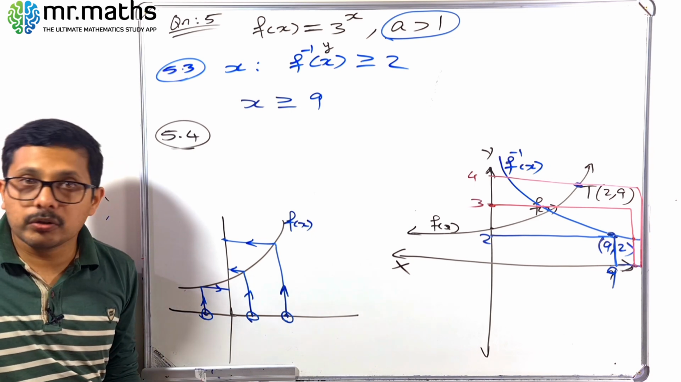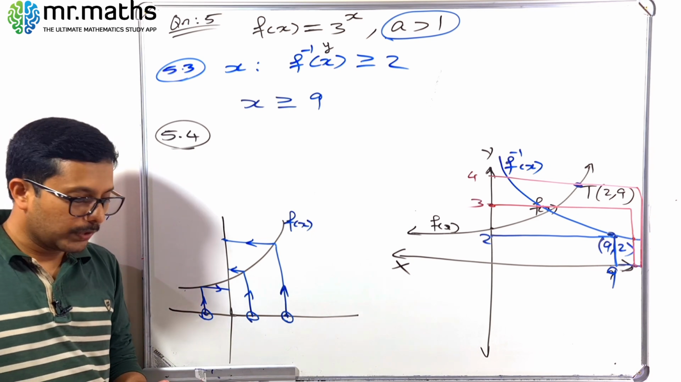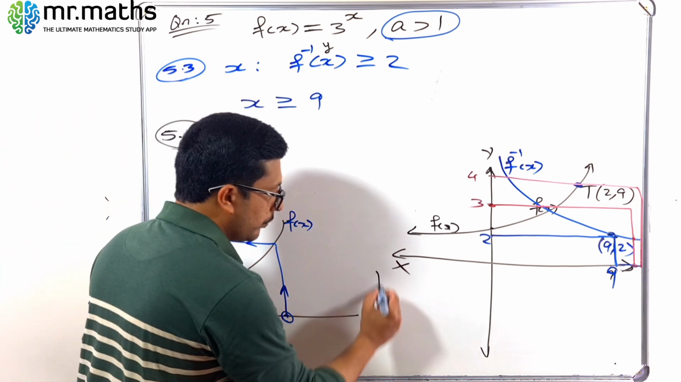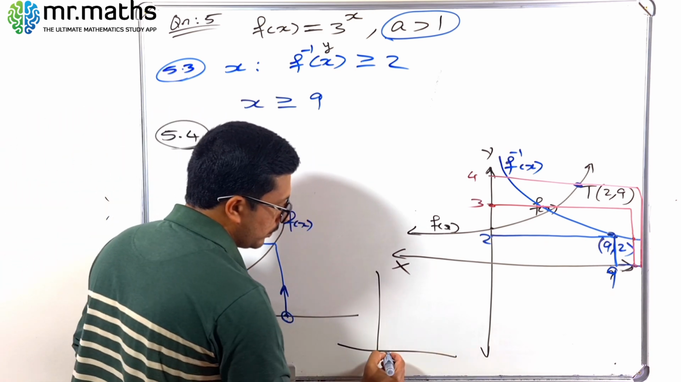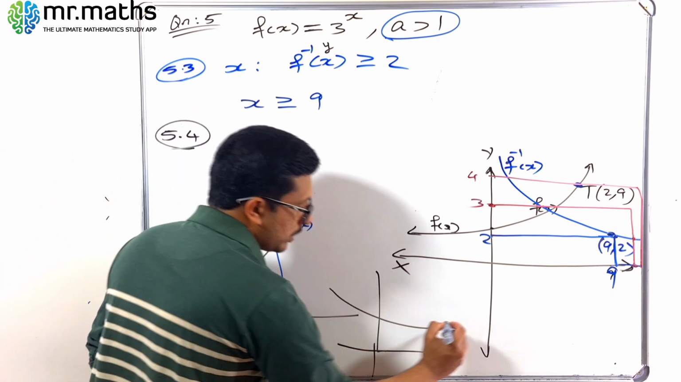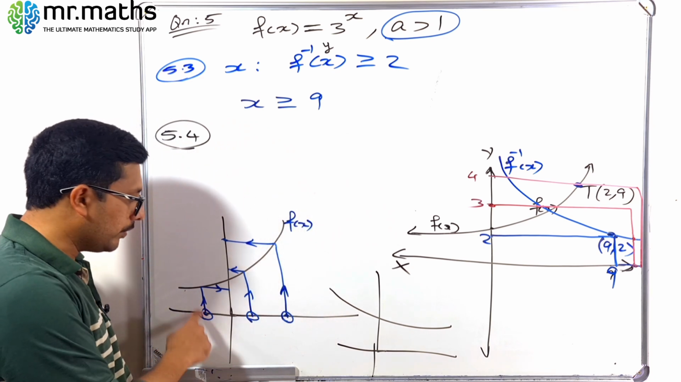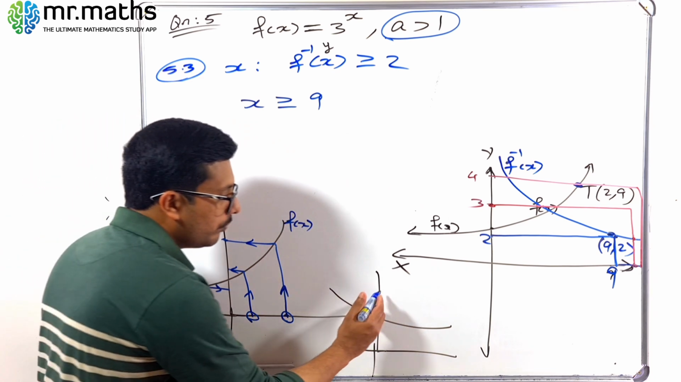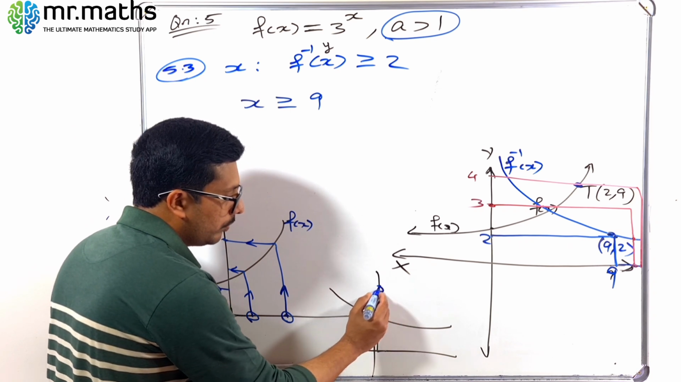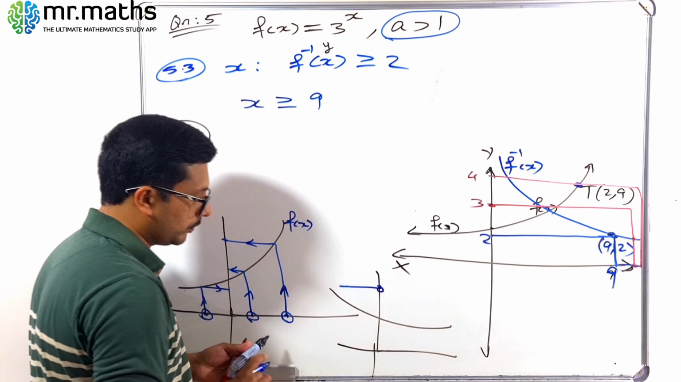So now you have to change the direction. Let me draw the f inverse of x graph here. This is f inverse of x. So now you have to check, not for every x value, but for every y value, are you getting only one x value?